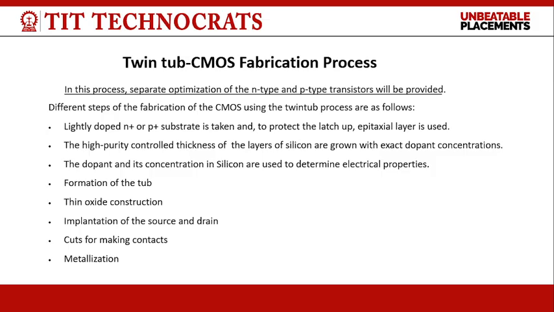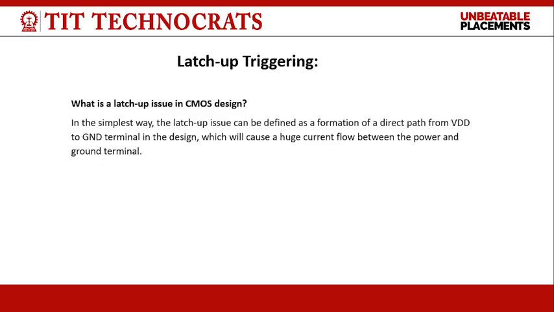Now the steps involved in the CMOS twin tub fabrication process are: first, a lightly doped N ion or P ion substrate is taken, and to protect against latch up, an epitaxial layer is used. The high purity, controlled thickness layer of silicon is grown with exact dopant concentration. The dopant and its concentration in silicon are used to determine electrical properties. Then the formation of the tub is done. Then the thin oxide construction is done. After that, implementation of source and drain terminals is done. Then making the contact cuts, and the last process is the metallization process.